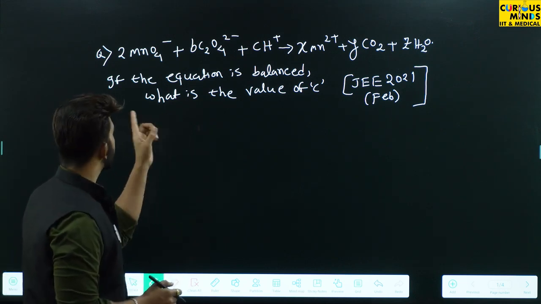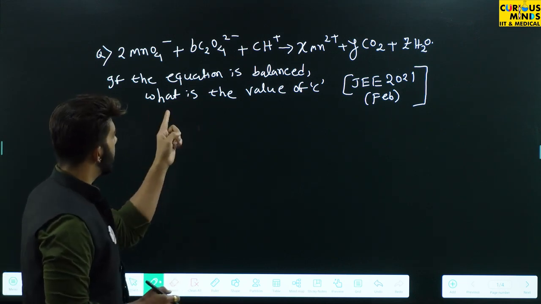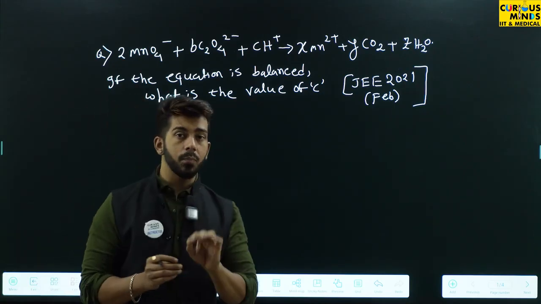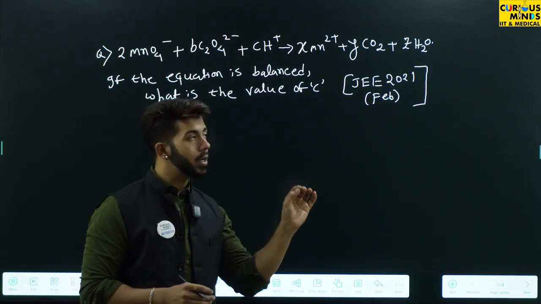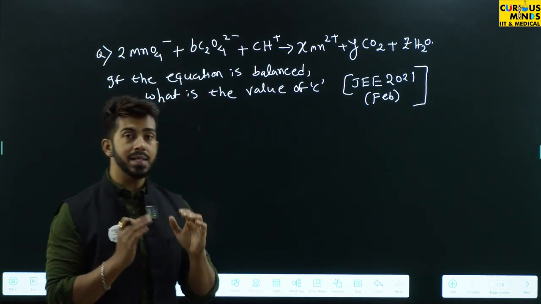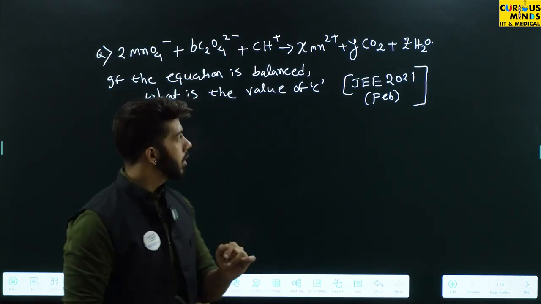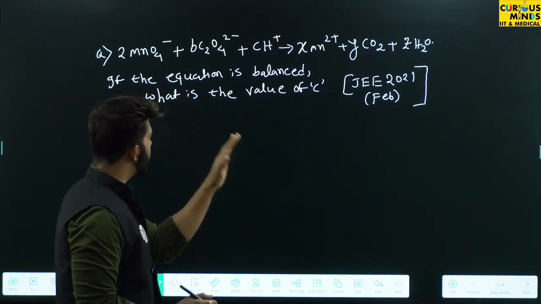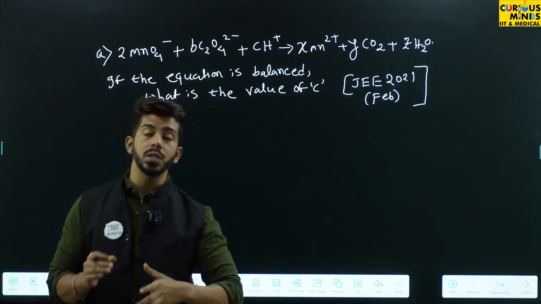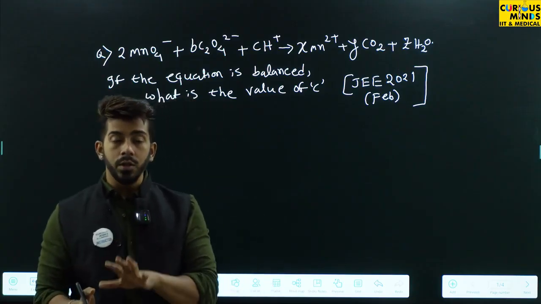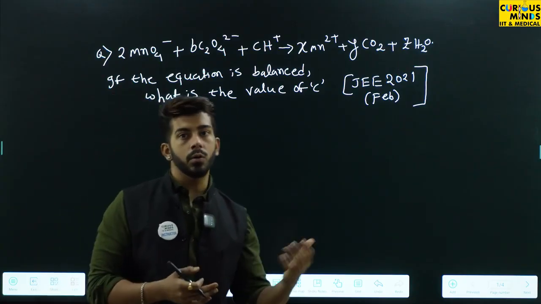So an equation is given: 2 MnO4 minus plus B C2O4 2 minus (oxalate) plus C H plus ion, add X of Mn2 plus, Y of carbon dioxide, plus Z of water. Now the question is, if the equation is balanced, what is the value of C? That means first you have to balance the equation. When you complete balancing, then you can find out the C.